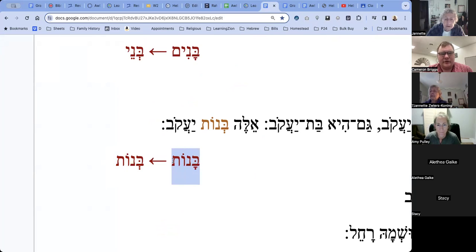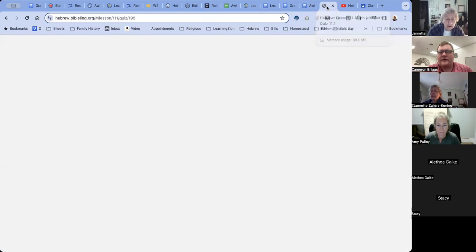So banot would be just daughters without any sort of construct form to it. But if it is daughters of someone, then you change that patach to a shva. Banot, banot. And it's possessive, right? Yeah. Okay, thank you.